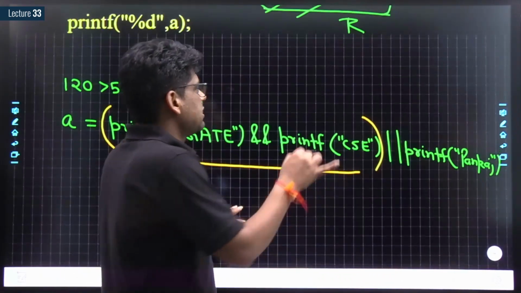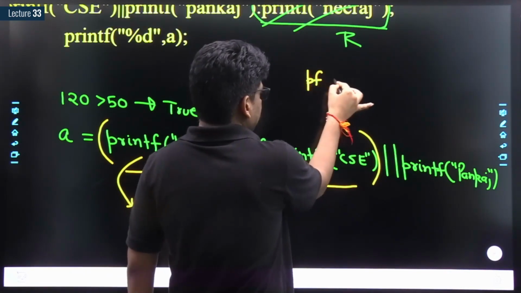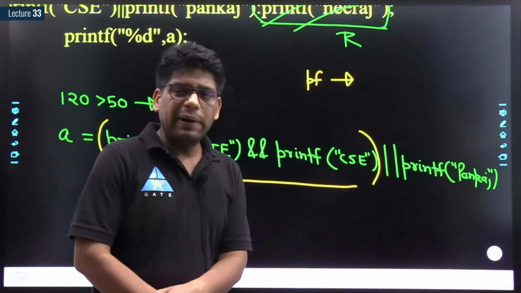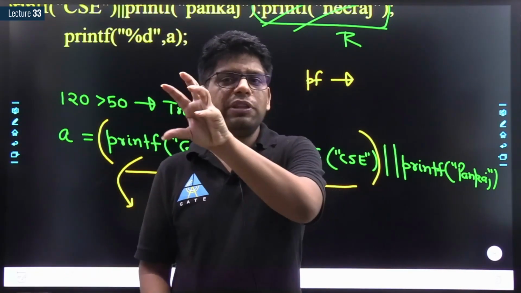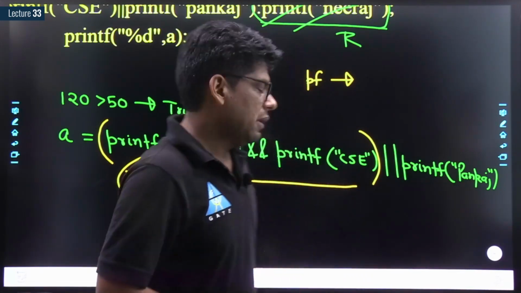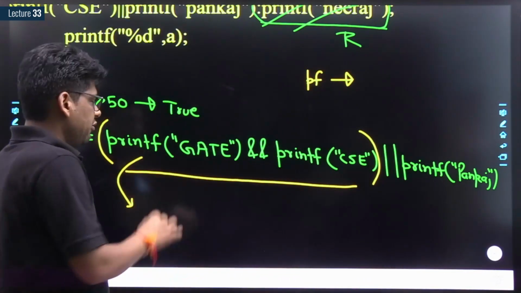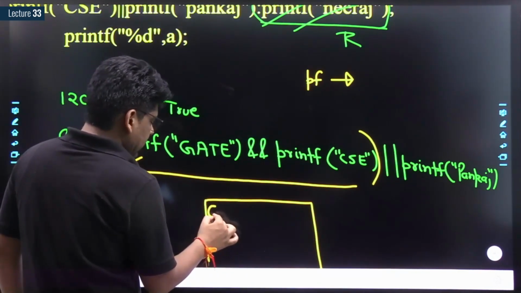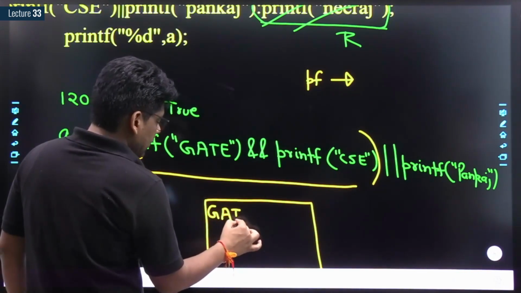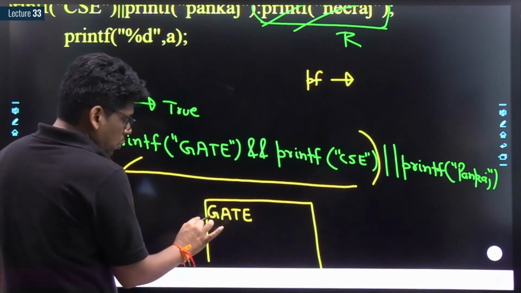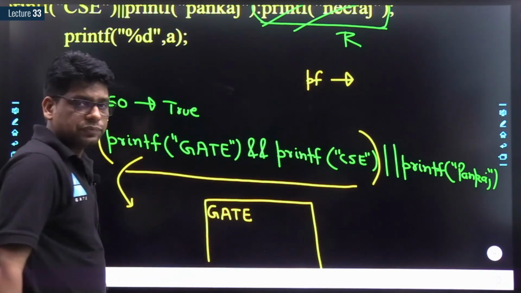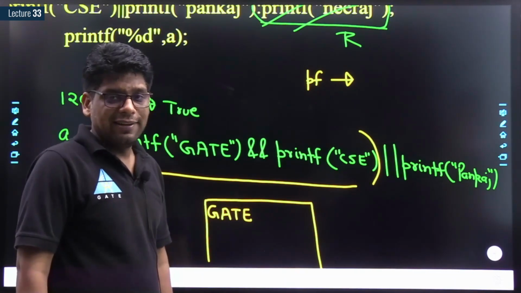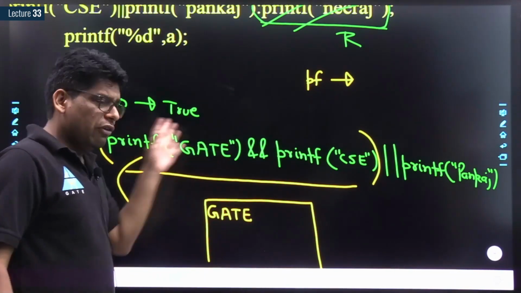Yes. Try to understand. What is the task of printf? Printf is used to print something on the output screen. For example, if you use this printf, on the monitor screen it will print G, A, T, E. So how many characters? 1, 2, 3, 4. This printf will print 4 characters on the screen. What is the value of printf?